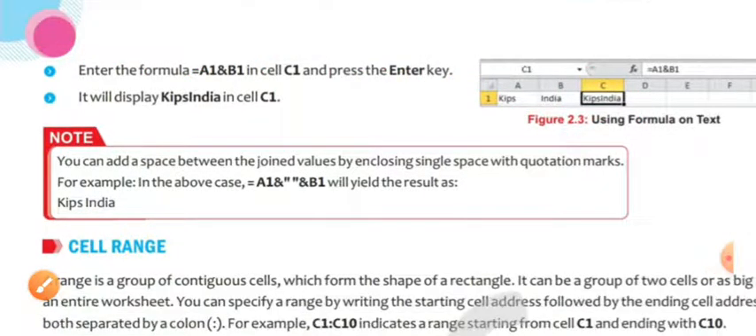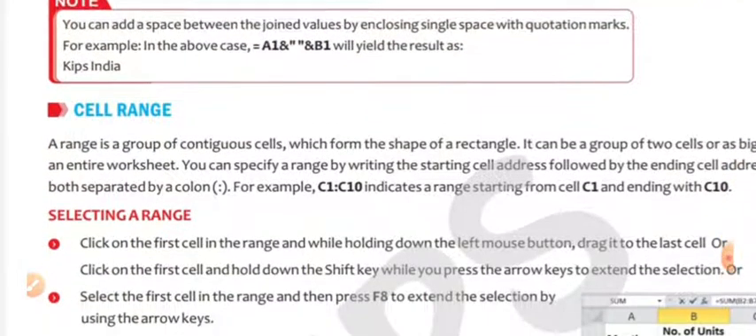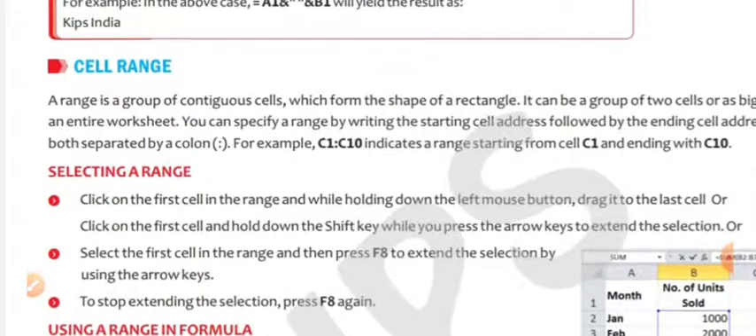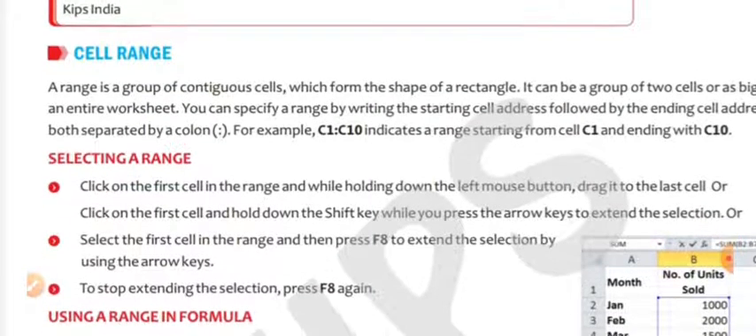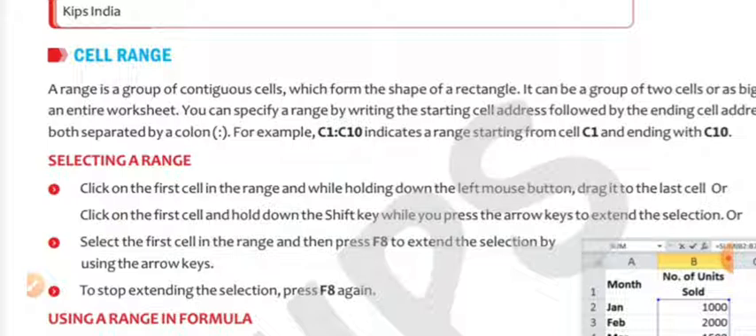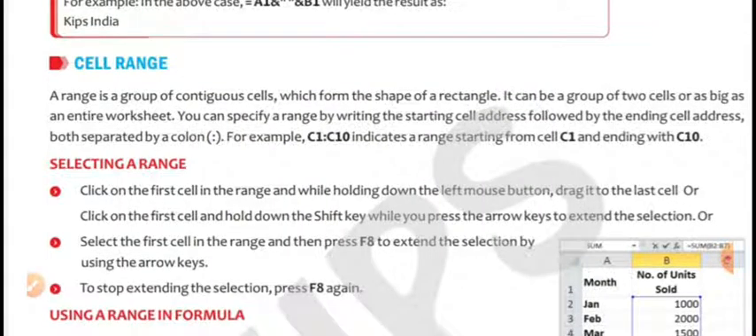Now let us understand the next topic, and the next topic is cell range. What is cell range? A range is a group of contiguous cells. Contiguous means continuous, which forms the shape of a rectangle. It can be a group of two cells or as big as an entire worksheet. You can specify a range by writing the starting cell address followed by the ending cell address, both separated by a colon.